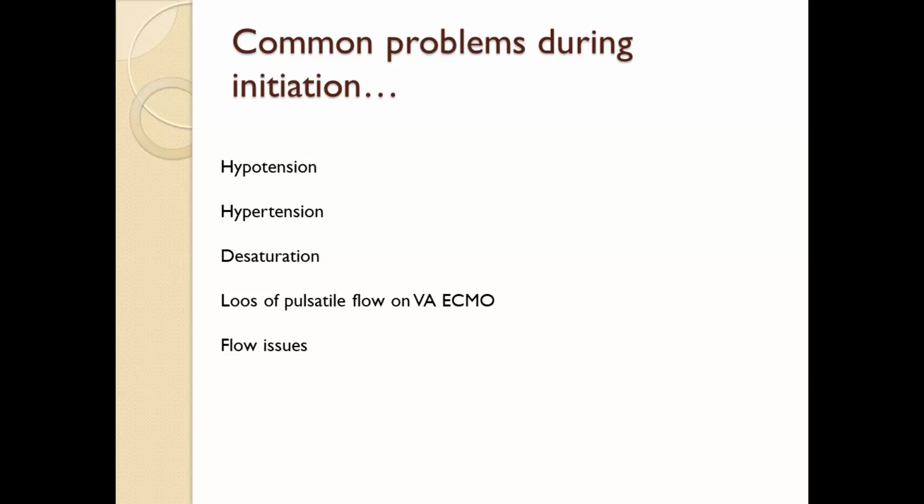Loss of pulsatile flow, especially on VA ECMO, can happen once we go on full flows, because there's something called cardiac stunning that can come up, and then flow-related issues like I just discussed. So these are common problems that can come up during initiation of the ECMO.